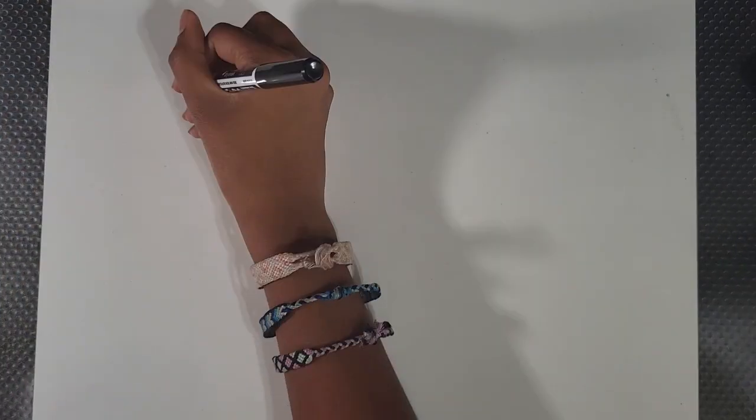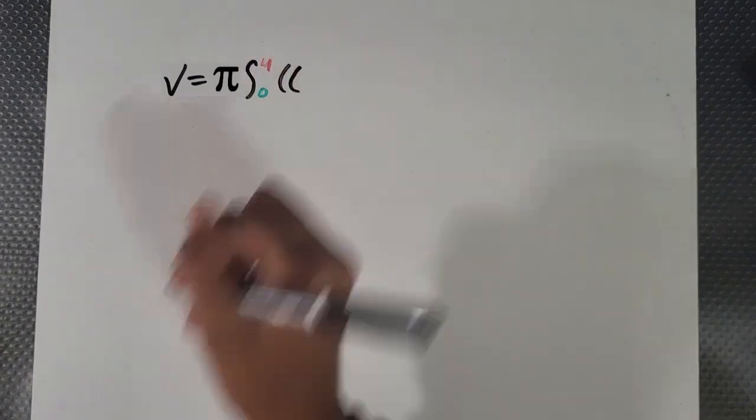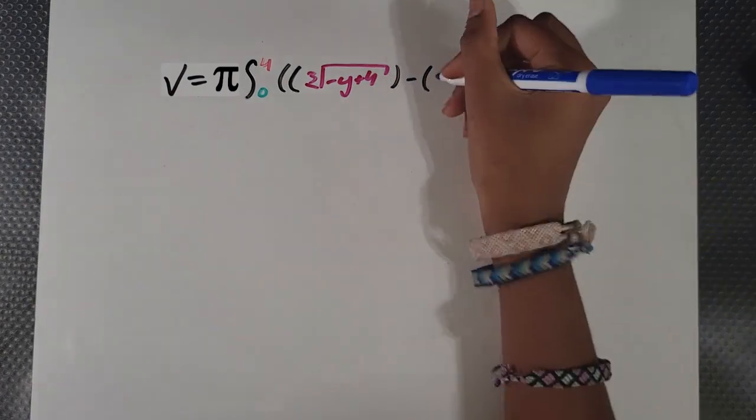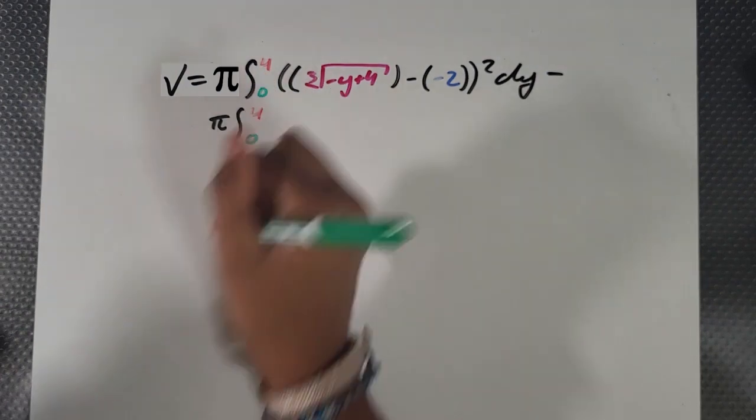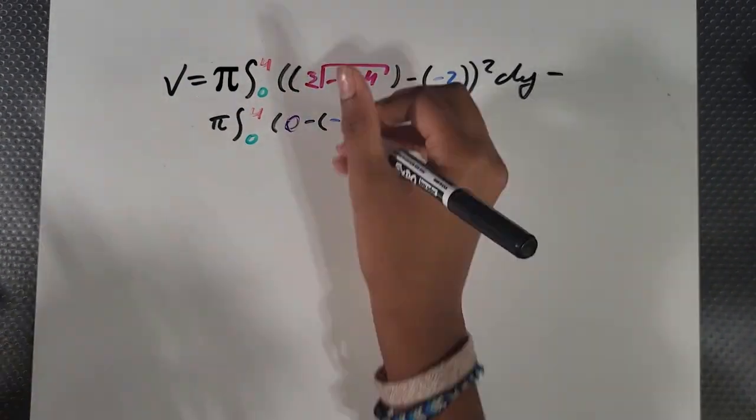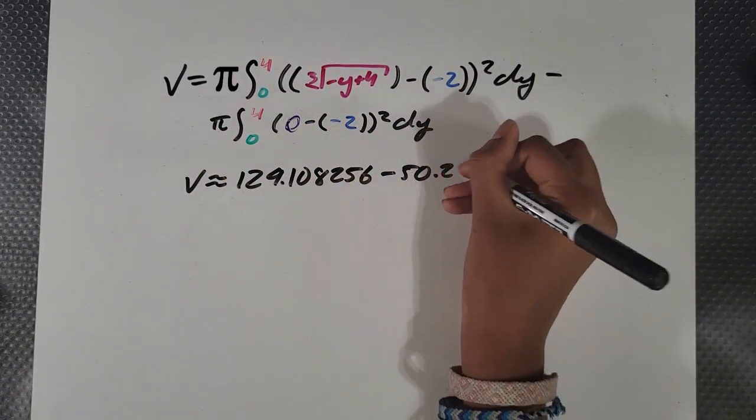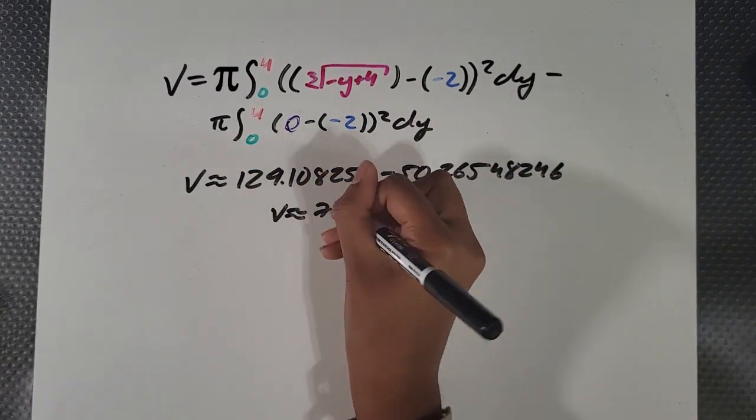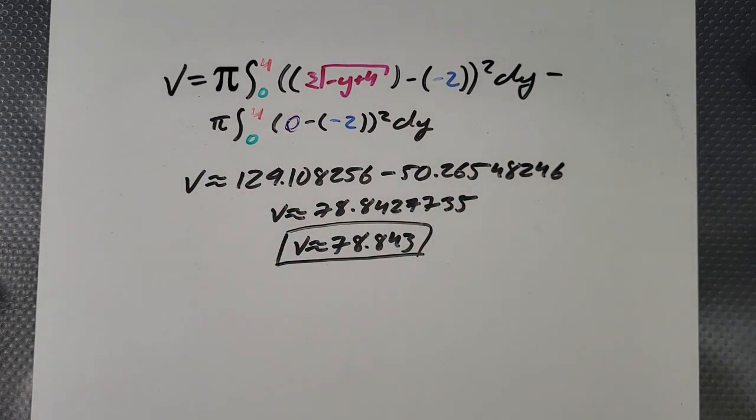We take pi times the integral of the cube root of negative y plus 4 minus negative 2, all squared, from 0 to 4, minus the integral of pi times 0 minus negative 2 squared, also bounded from 0 to 4. From this we get 129.108256 minus 50.26548246, which equals 78.842735, which rounds to 78.843.